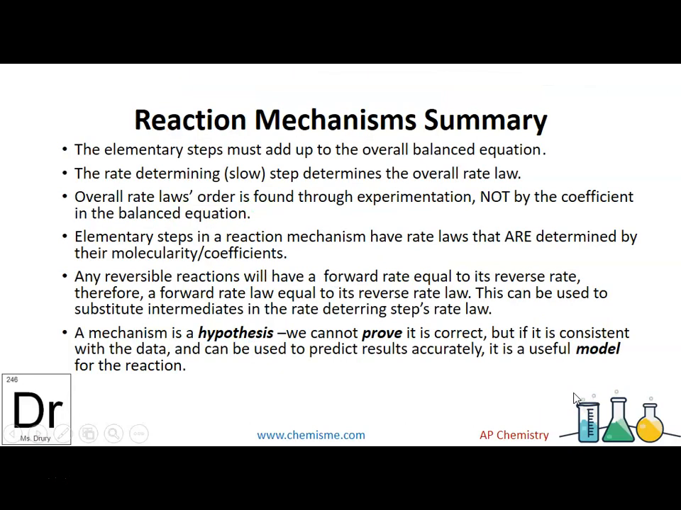This might seem really confusing to you, so I'm going to go through a summary and we'll try a lot in class. The elementary steps must add up to the overall. The rate determining step, or the slow step, must determine the rate law. Overall rate law orders are found through experiment, not by coefficients. But the elementary steps in the rate determining step have rate laws that are determined by their molecularity or coefficients. Any reversible reactions will have a forward rate equal to the reverse rate, and therefore a forward rate law equal to its reverse rate law. And this can be used to substitute intermediates. And a mechanism is a hypothesis. We cannot prove it is correct, but we can use consistent data and show that the predicted results accurately follow this model for this reaction.